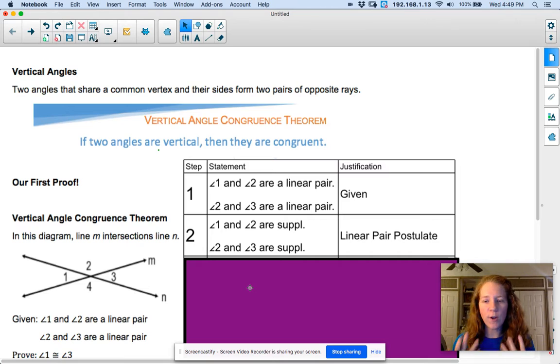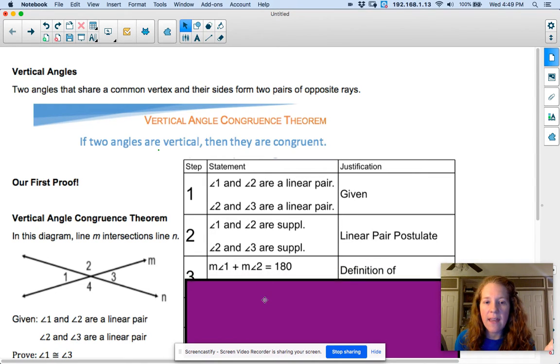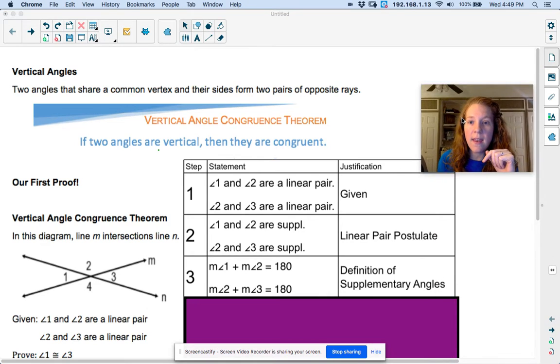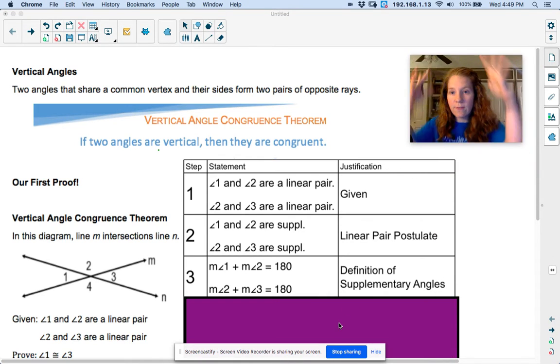Now we're using those algebra skills that we've been working on for years to solve the rest of the problem. So I can take this statement right here, and in my brain, it's already translating into an equation. That equation means that the measure of angle 1 plus the measure of angle 2 is equal to 180.